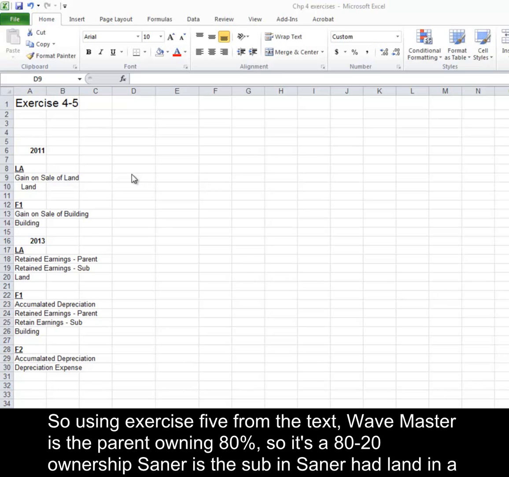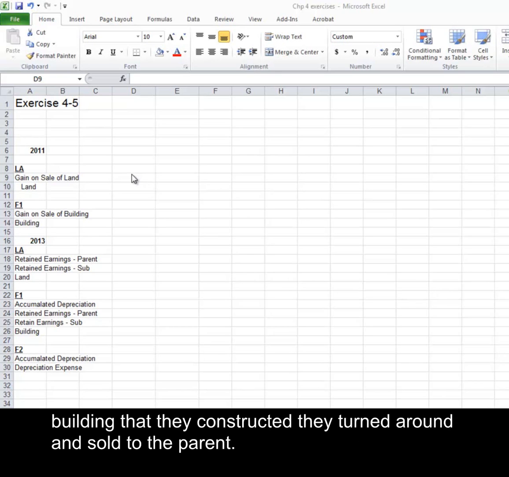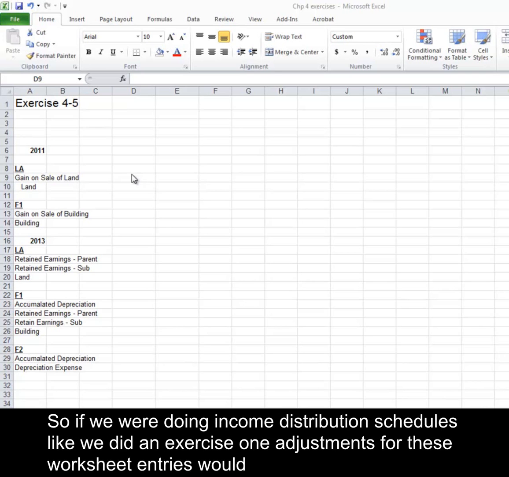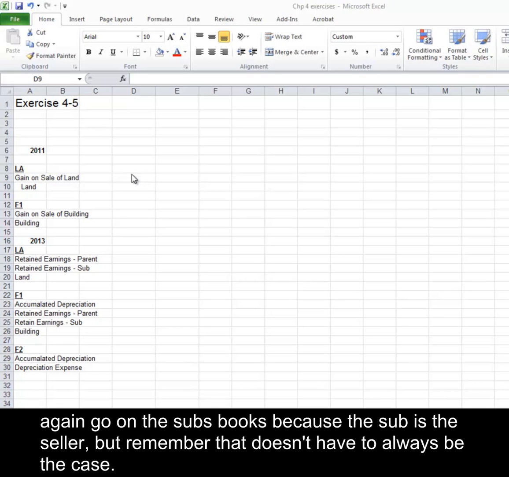Saner is the sub, and Saner had land and a building that they constructed, they turned around and sold to the parent. So if we were doing income distribution schedules like we did in exercise 1, adjustments for these worksheet entries would again go on the sub's books because the sub is the seller. But remember, that doesn't have to always be the case.